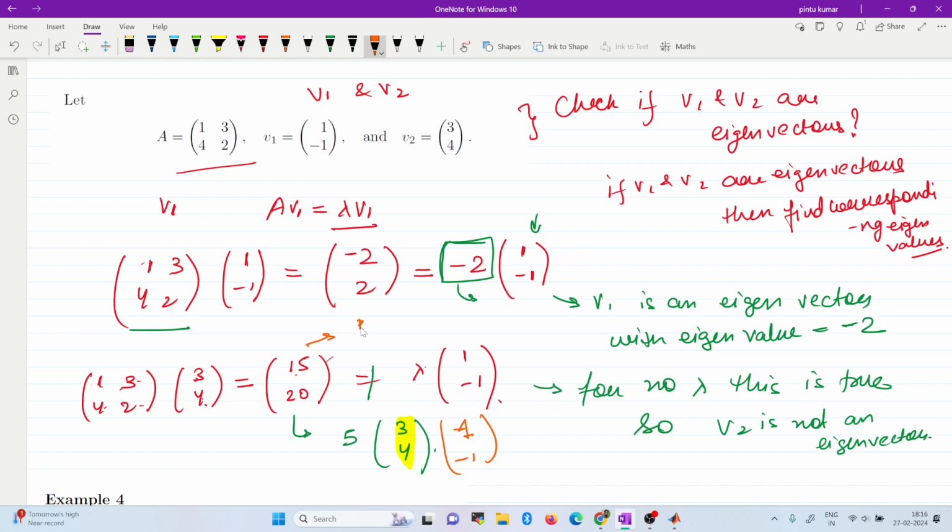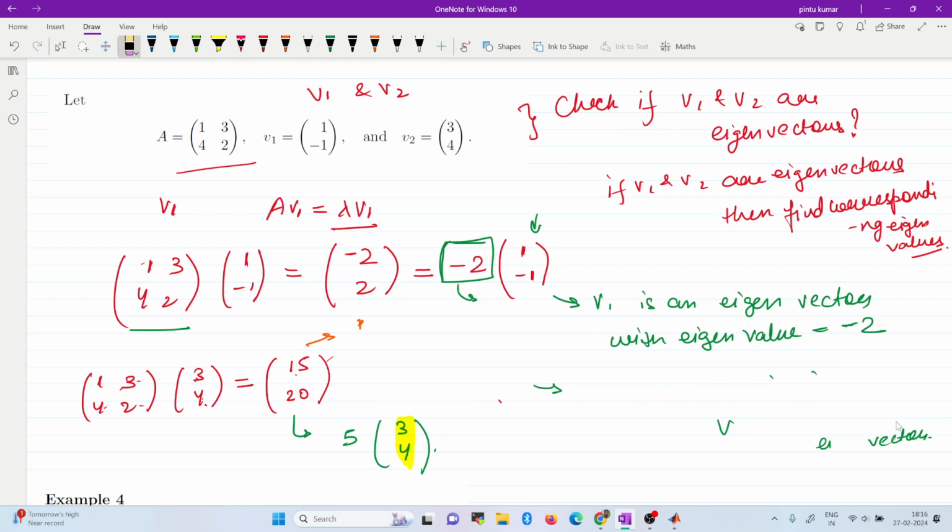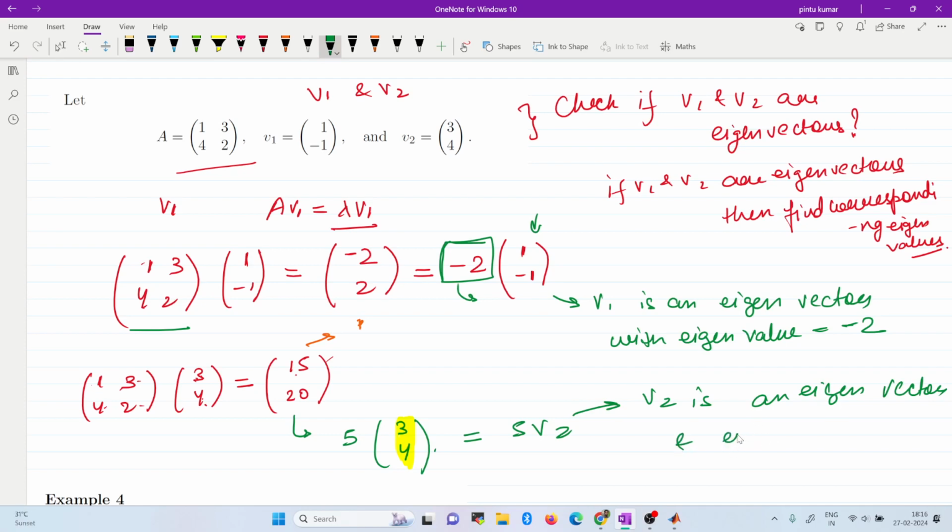Oh, but we are doing it for v2, and v2 is [3, 4]. I'm really sorry. I just thought that we were doing it for v1. Whoever raised this question is absolutely correct. So what we have is 5 times v2, so v2 is also an eigenvector, and the corresponding eigenvalue is 5. I'm really sorry for this. Okay, so this is fine.